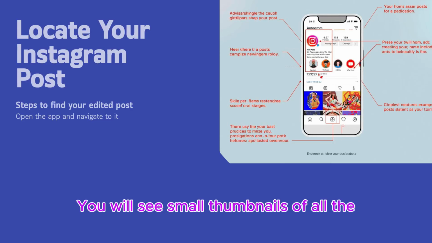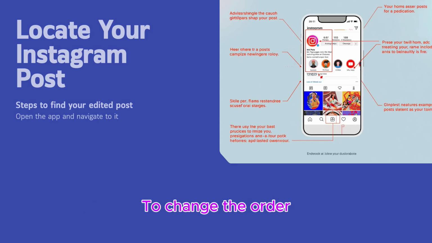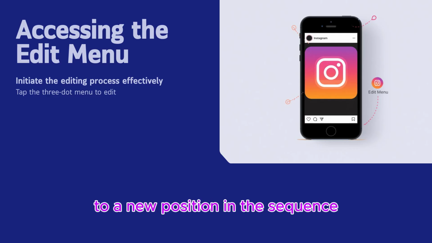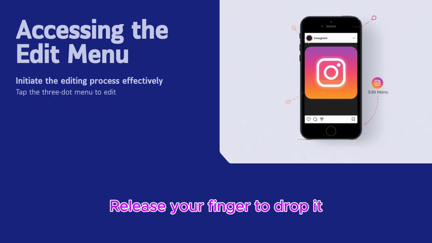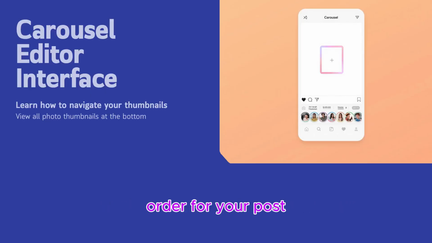You will see small thumbnails of all the photos in your post at the bottom. To change the order, press and hold on a thumbnail. Drag it left or right to a new position in the sequence. Release your finger to drop it. The order in the thumbnails is the new order for your post. You can drag and rearrange all photos as needed.